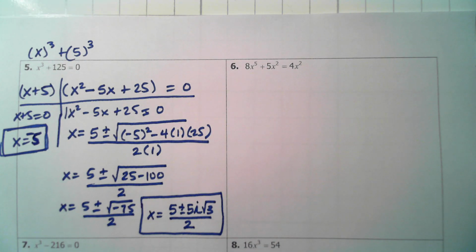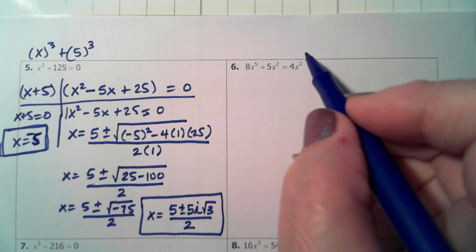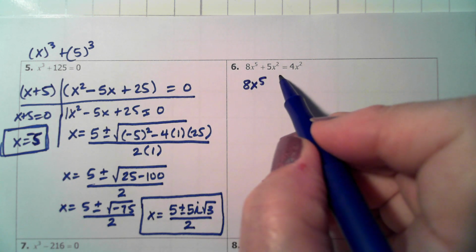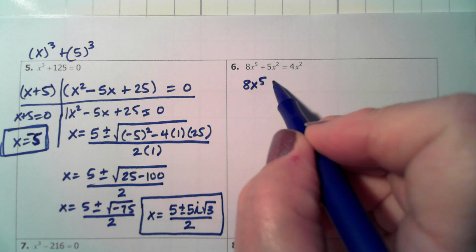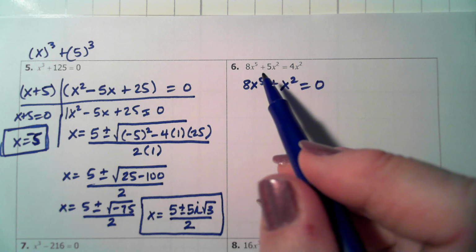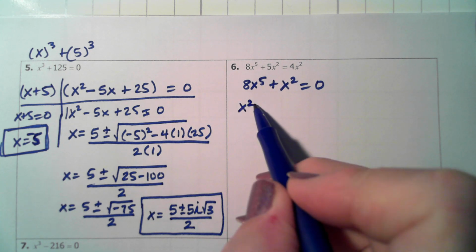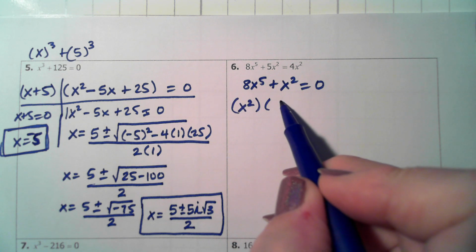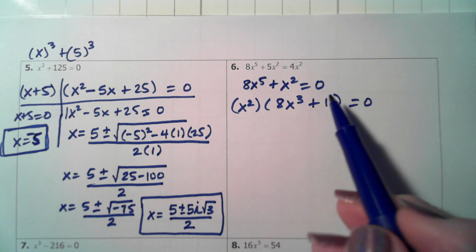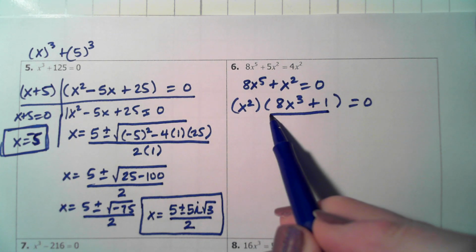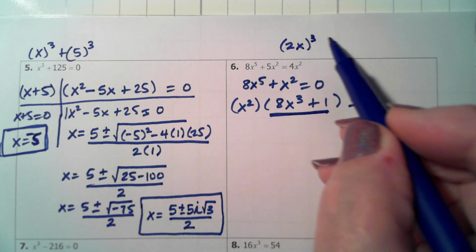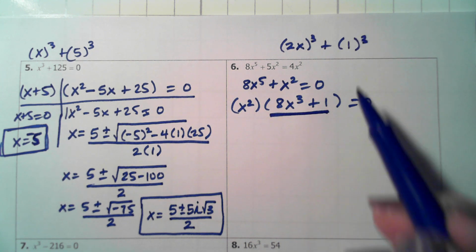All right? This next problem, we first need to subtract to make it equal 0. So we end up with 8x to the 5th. And then when you subtract 4x squared, we're going to get just 1x, so plus x squared equals 0. We're going to factor out an x squared, so we have x squared that's being multiplied by 8x cubed plus 1. And you might not recognize that, but this is the sum of 2 cubes. And I'm going to write it up here. That happens to be 2x that's being cubed plus 1 that's being cubed.